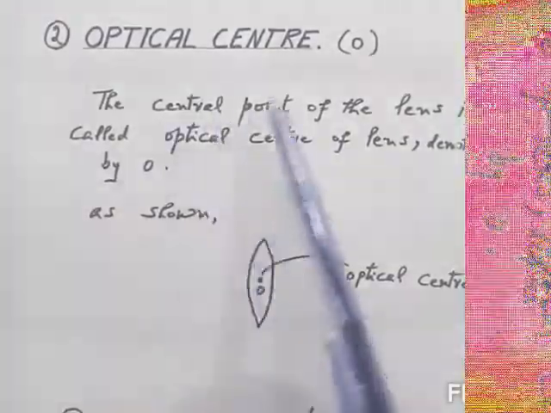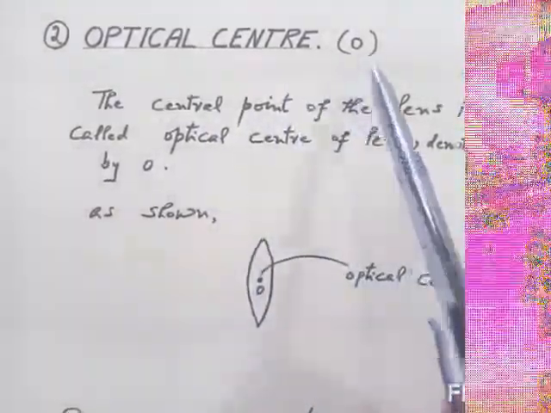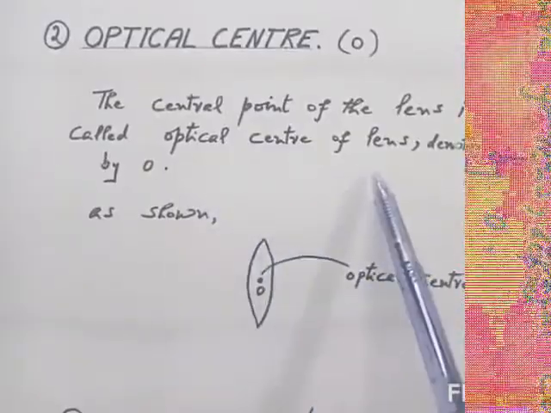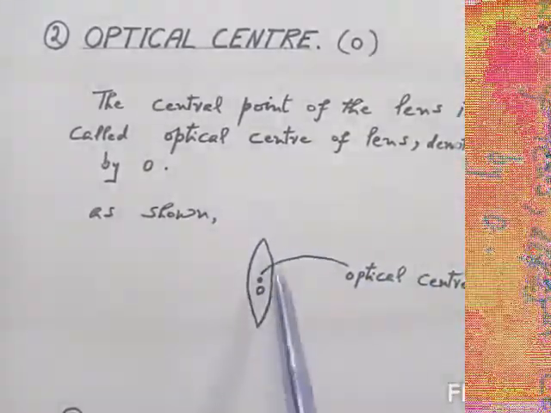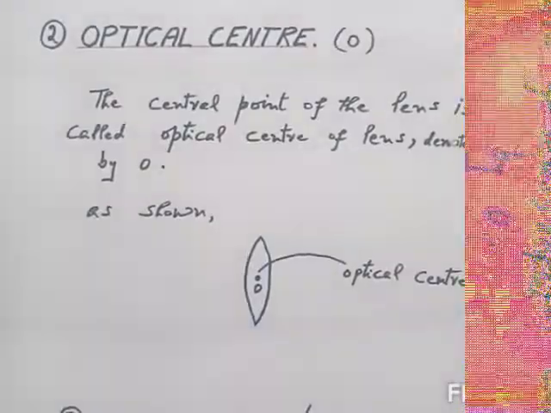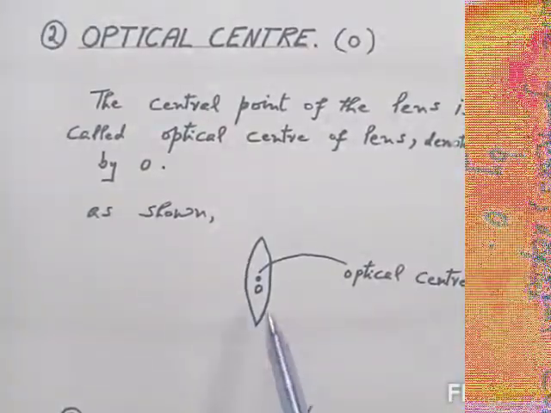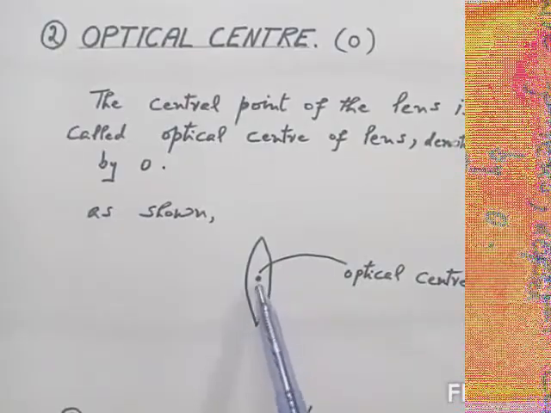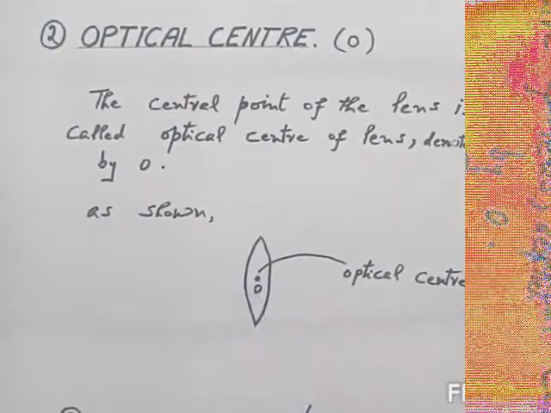Next is optical center. It is noted by O. What is optical center? The central point of the lens is called optical center, denoted by O. Now this is a lens and this central point is called optical center, and this optical center is denoted by O.